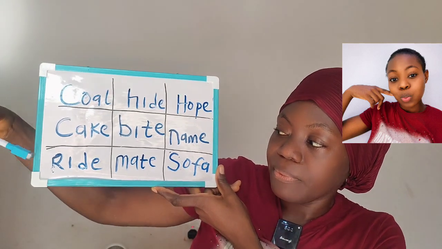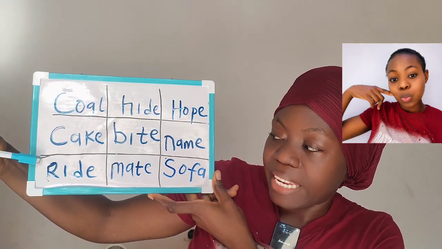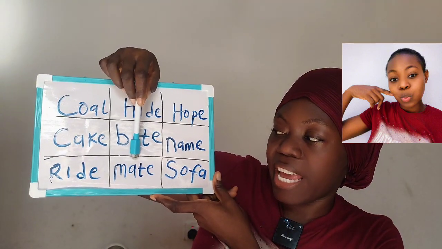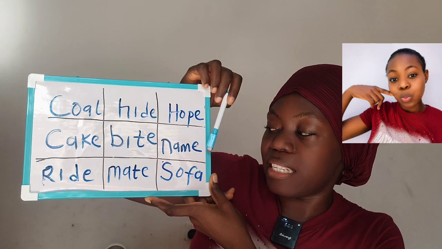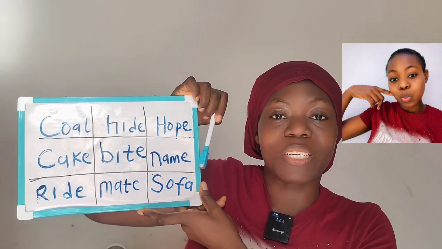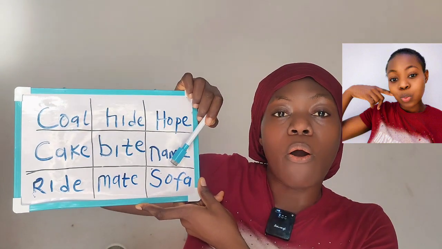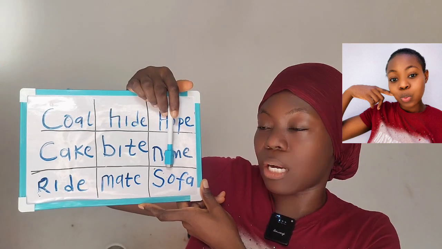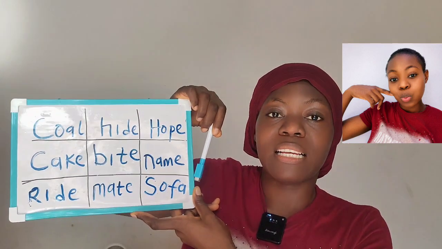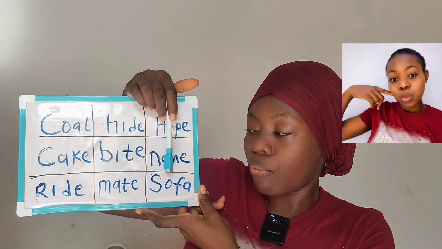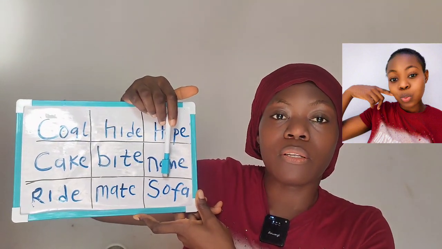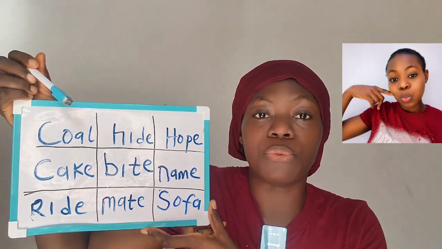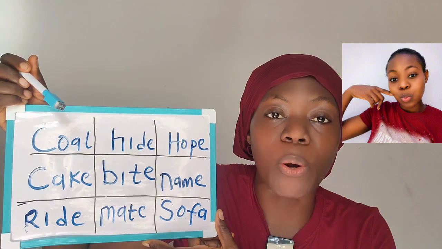Ride. You can hear the sound of I and E goes silent. Mate. You can hear the sound of A and E goes silent. Now this is one of the exceptions I've been talking about. This is sofa, right? Although the first vowel still has the long vowel sound O, but this A also has A. Sofa. This is pronounced sofa, right? So these are the pronunciation rules for words containing two vowels.